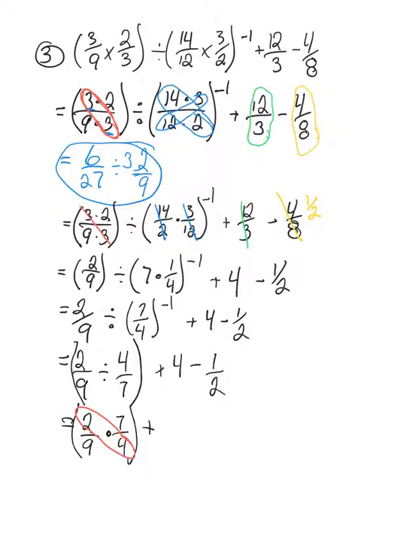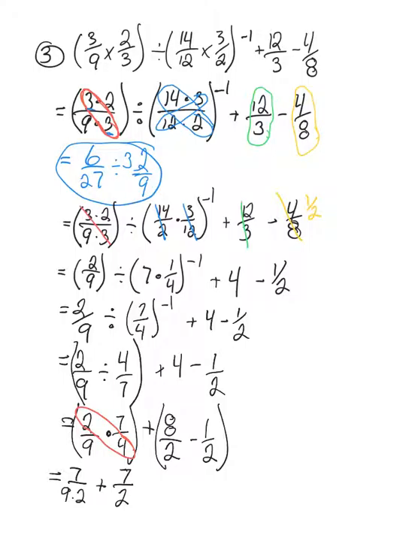Plus 4, but now we want to combine this into the same denominator. So that'd be 8/2 multiplying both top and bottom by 2 minus 1/2, which would equal 7 over 9 times 2 plus 7 over 2. Not quite done yet, because now we need to combine the second term with the first term. And how do we do that? We get the same denominator.